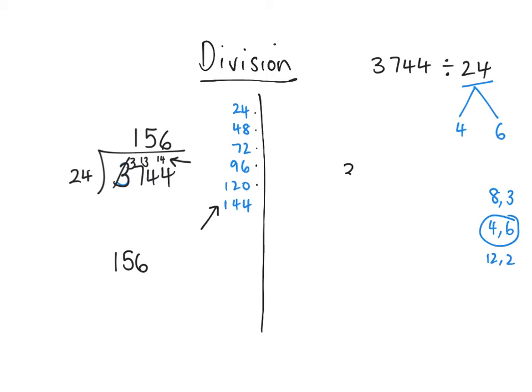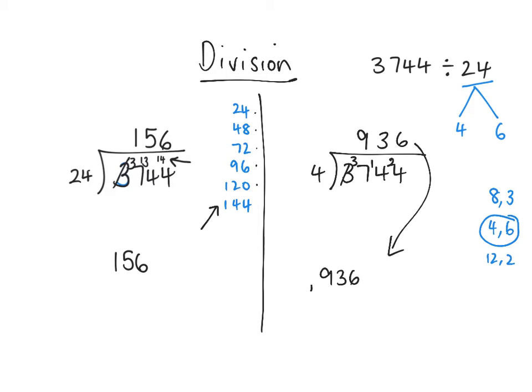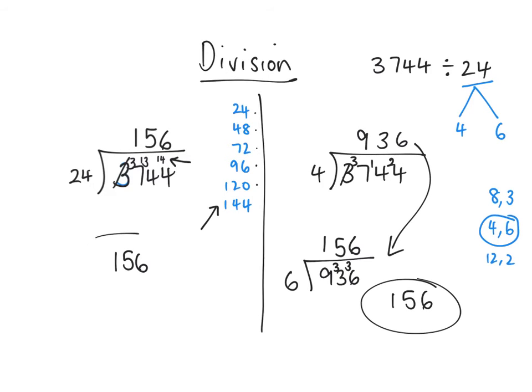So the first thing I'm going to do is divide by 4. I've got 9 4's in 37, 1 left over. 3 4's in 14, 2 left over. And 6 4's in 24. Take your answer, then divide by the 6. I've got 1 6 in 9 with 3 left over. I've got 5 6's in 33 with 3 left over. And I've got 6 6's in 36. And you can see we get to the same answer.